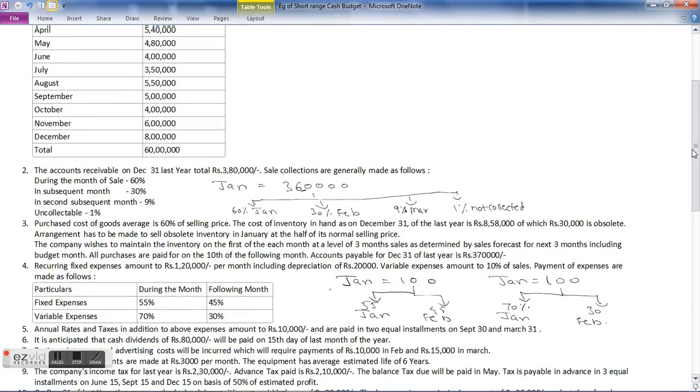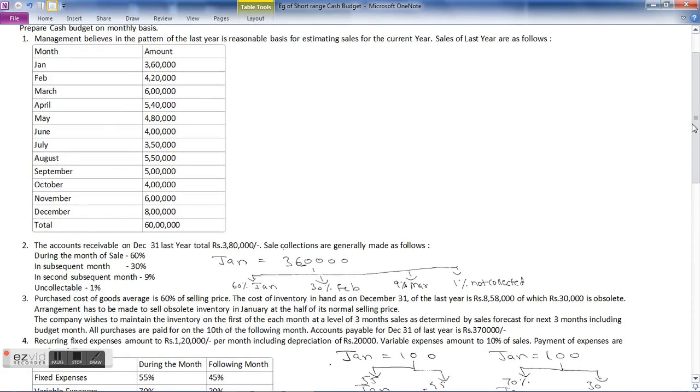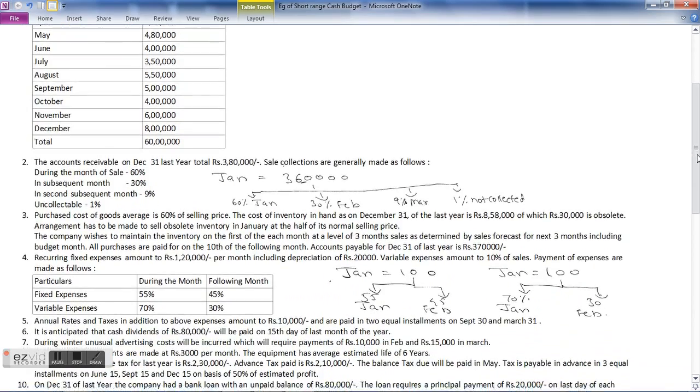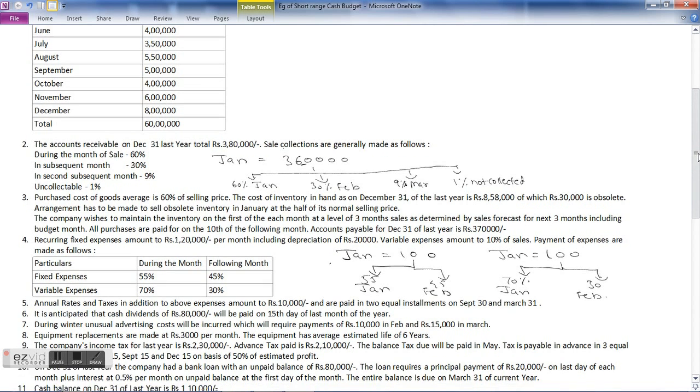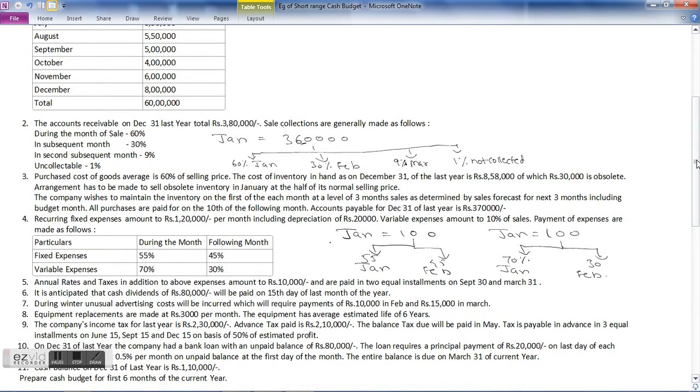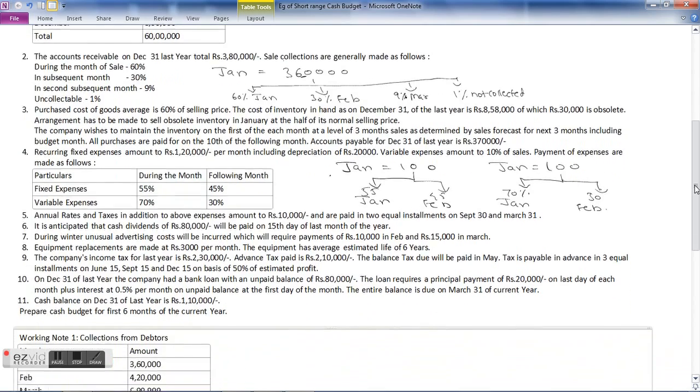Now if you see the second point, it's given that sales collections are generally made as follows. 60% is during the month of sale, then in the subsequent month 30%, and in the second subsequent month 9%. So if January sale is 3,60,000, then 60% of 3,60,000 is collected in Jan, 30% in Feb, and 9% in March, and 1% is not collected at all.